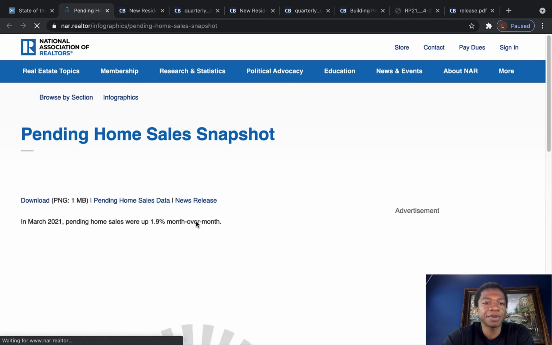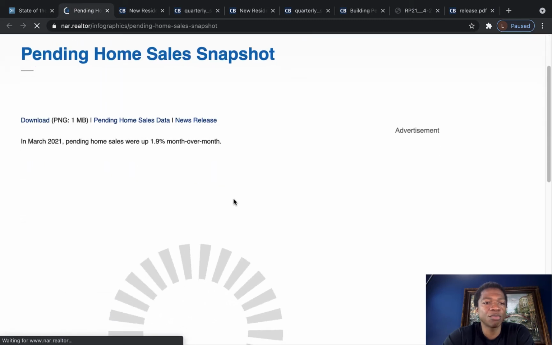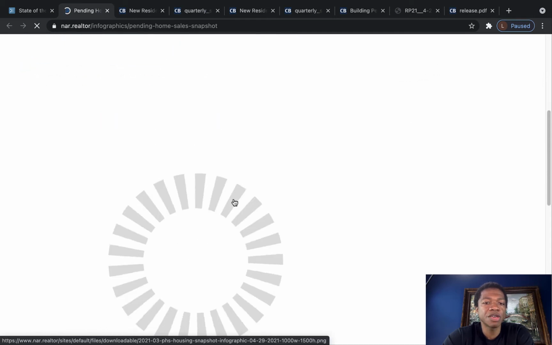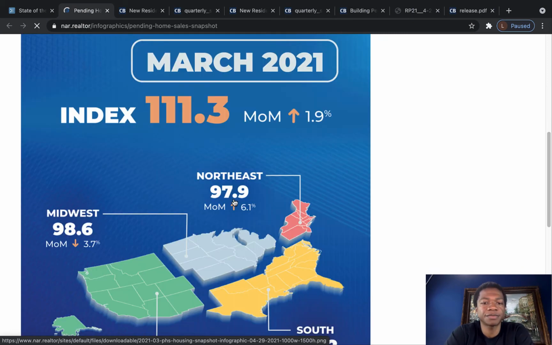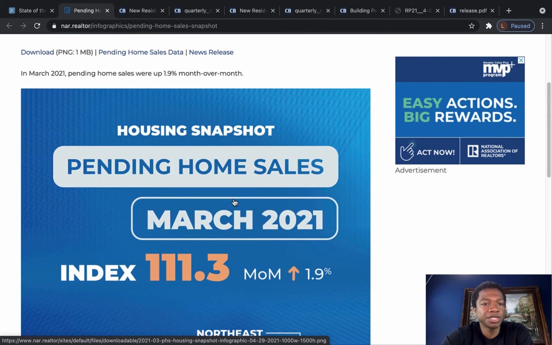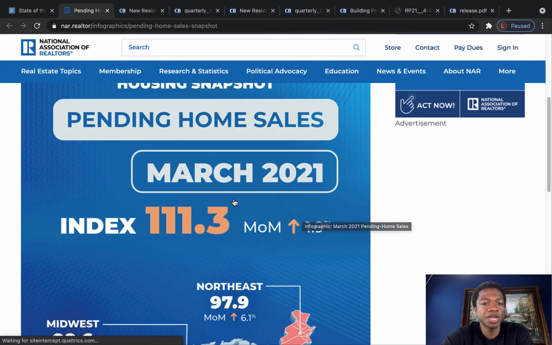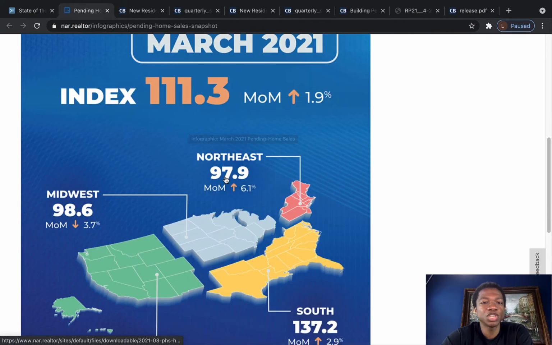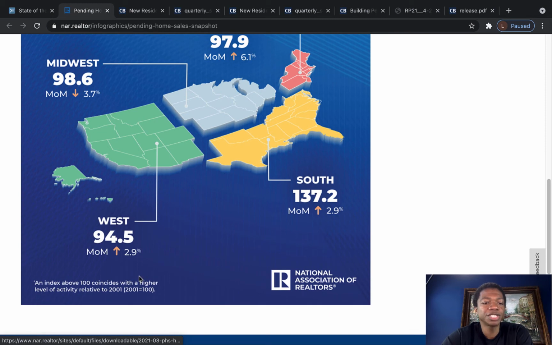So let's take a look at this National Association of Realtors chart here and see what's happening with pending home sales. We can see that in March of 2021, pending home sales are up 1.9% month over month. The pending home sales index is 111.3. Now, 100 is considered the baseline, and 100 is based on the pending home sales activity of 2001.